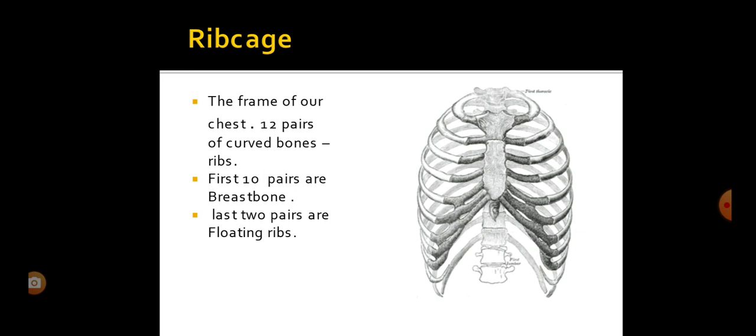The first 10 pairs are attached to the breastbone or sternum, and they are not attached with each other, they are separate. But the last two pairs, as you can see, are not attached to the sternum, and they are known as the floating ribs. What is the function of a rib cage? It forms the frame of our chest, and it also protects our lungs.